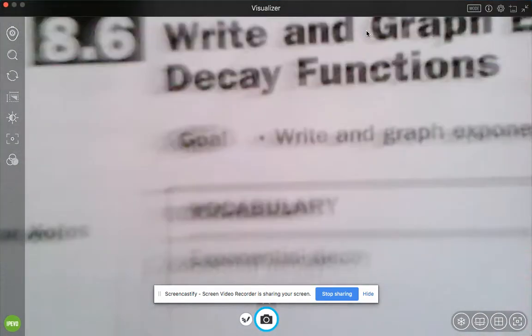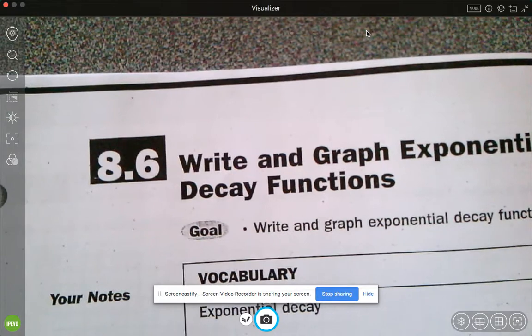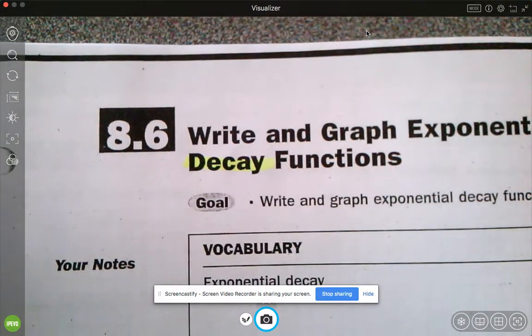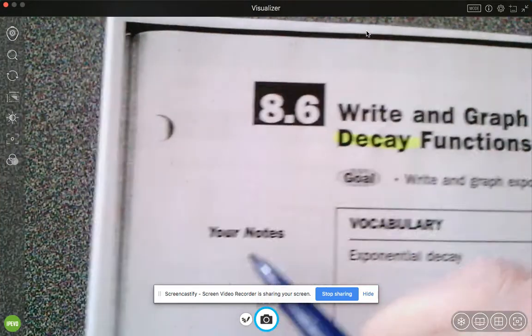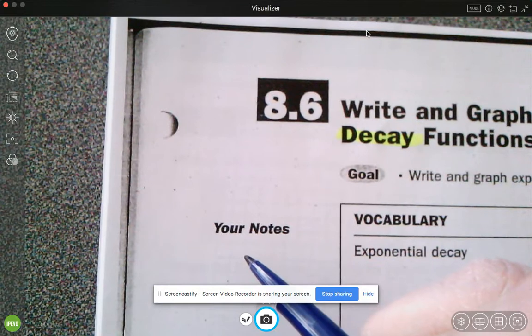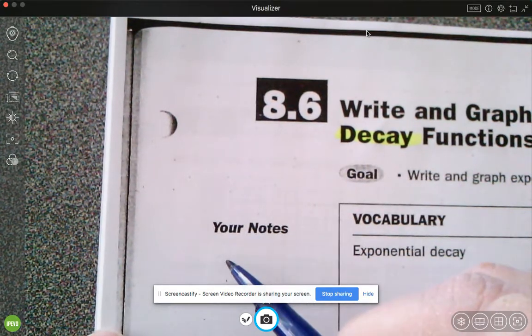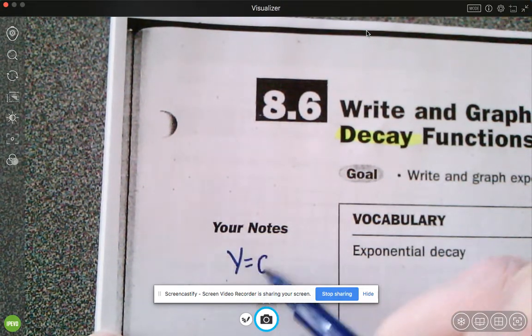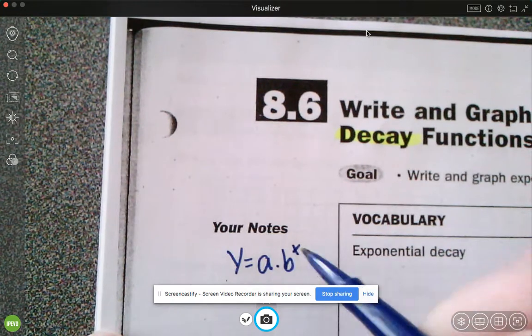All right, in today's video reference, we're going to switch gears and start to look at exponential decay. But now, before we do that, let's remind ourselves what growth looked like. So we go over here where it says your notes. Can someone tell me what's the format for exponential growth or the exponential functions? It's y equals a times b raised to a power.